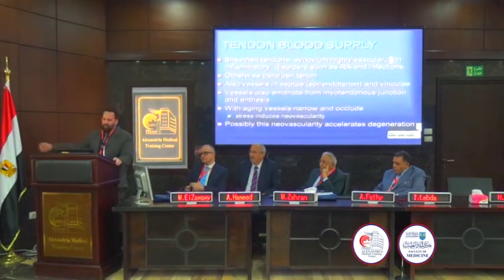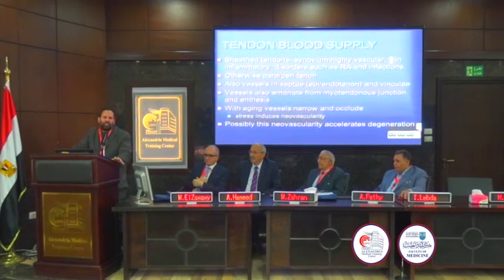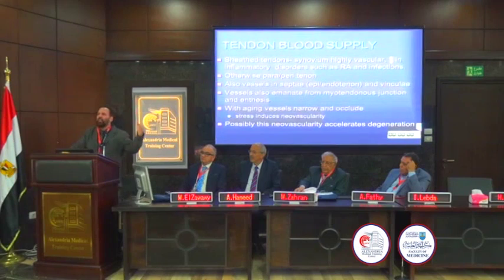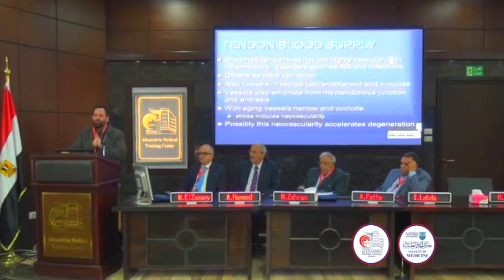Now we've talked a little bit about tendon blood supply. In sheath tendons, it comes from the synovial sheath. In all tendons, it comes from the epitenon, endotenon, and peritenon. Now you also get blood supply that comes down from the muscle, and then a little bit of blood supply that comes up from the entheses.